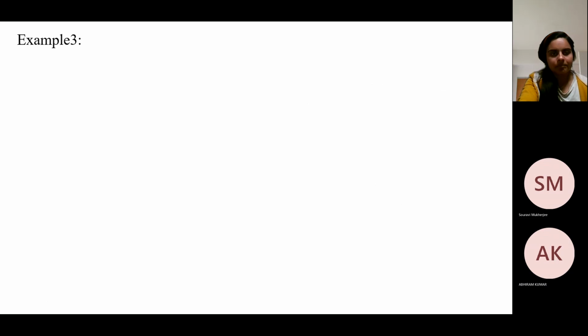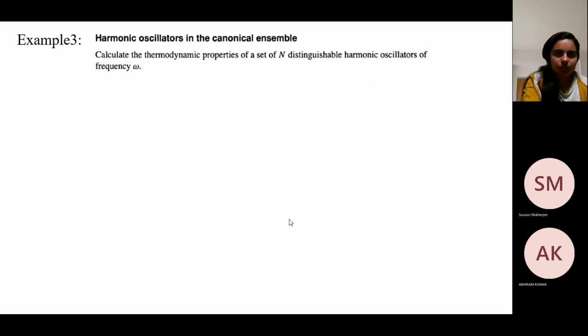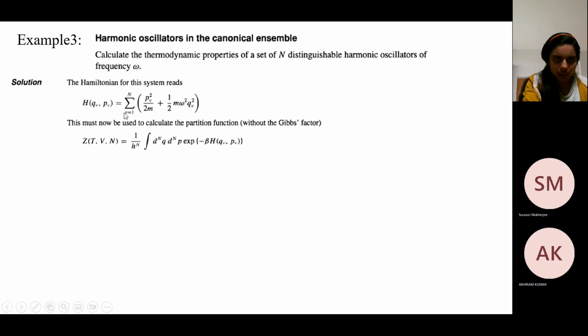Okay, so what we then do is another question where we have harmonic oscillators in a canonical ensemble. We want to find the thermodynamic properties of n distinguishable harmonic oscillators of frequency omega. For a harmonic oscillator, what should the Hamiltonian be? Just p squared upon 2m plus half m omega squared x squared. Right. So for n such particles, you'll get an expression something like this.